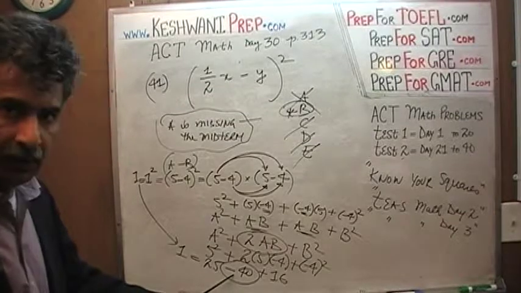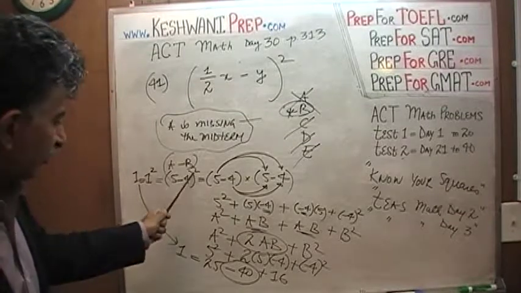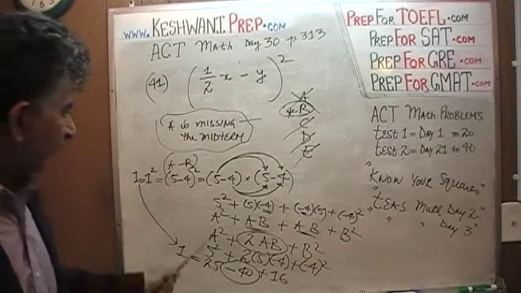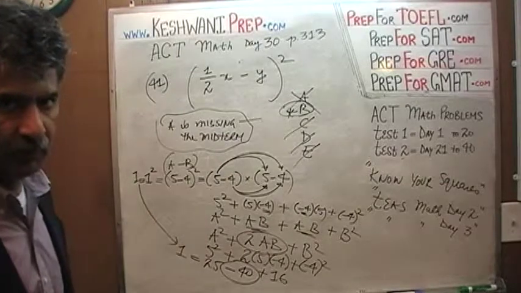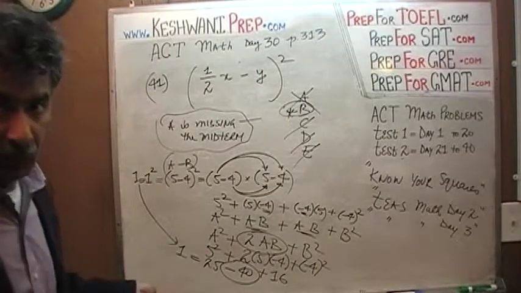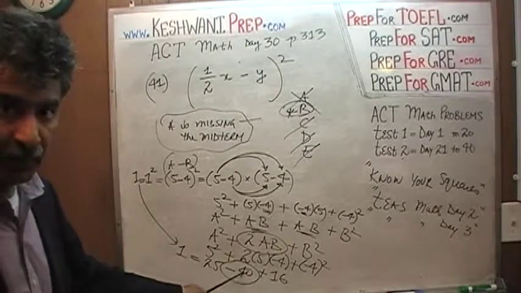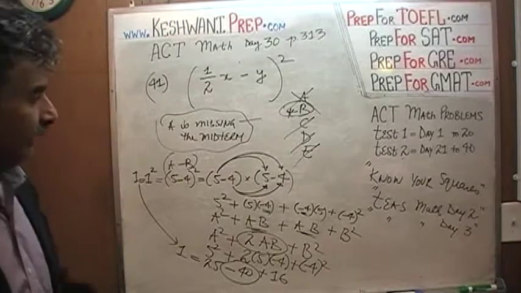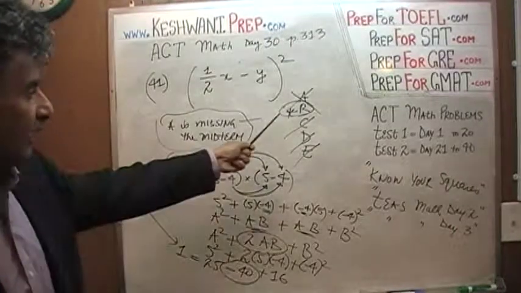Without the negative 40, we'd end up saying that 5 minus 4 squared equals 25 plus 16. 5 minus 4 squared does not equal 41. 5 minus 4 squared equals 1. And therefore, in order to get 1, we need the missing negative 40. That's the midterm. That's what's missing in B. Therefore, the answer is B.